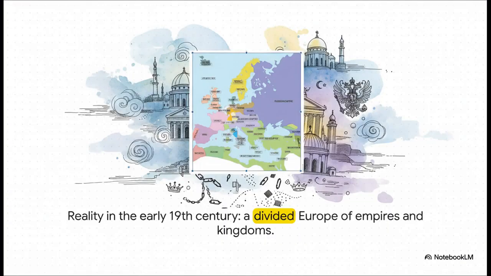But that dream, well, it was a world away from the reality of the time. This map shows you what Europe actually looked like in the early 19th century. It was a continent dominated by these huge, multi-ethnic empires, like the Austrian Empire and the Ottoman Empire. And you had these fragmented regions, like Germany and Italy. There was no single Germany yet, just a whole bunch of independent little kingdoms and states.